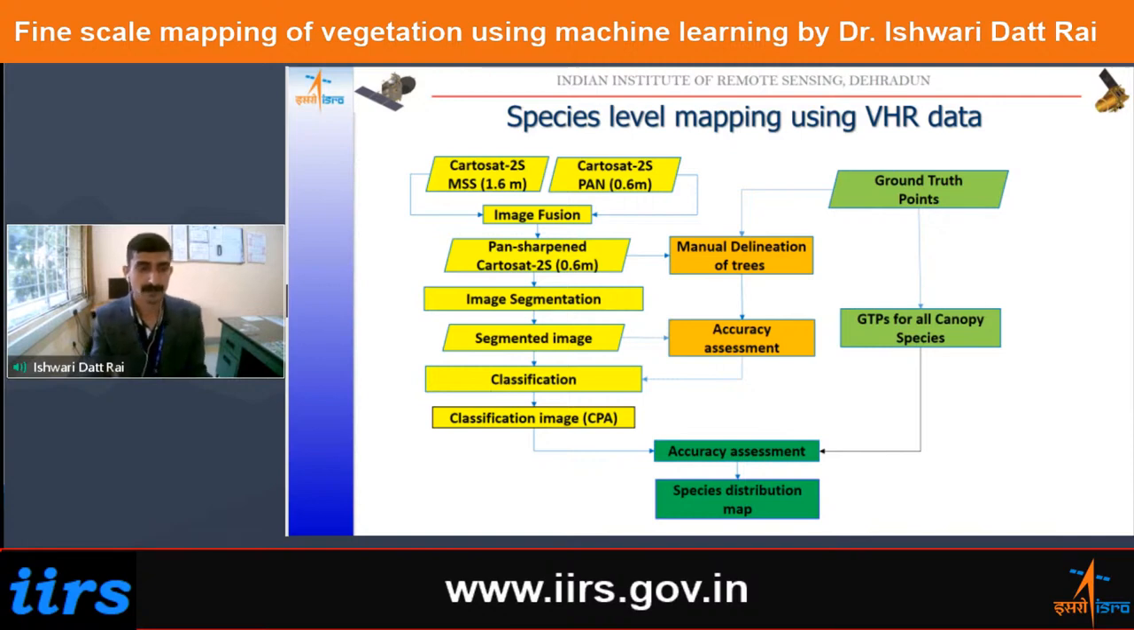So this is the simple flowchart of how this method is used. Basically, the Cartosat-2S multispectral imagery of 1.6 meter and the panchromatic of 0.6 meter. Image fusion resulted in the pan sharpening of the image. Because we have more bands in the multispectral area, we use this image fusion technique to enhance the spectral resolution of the image, which is basically of coarser resolution as compared to the panchromatic region.